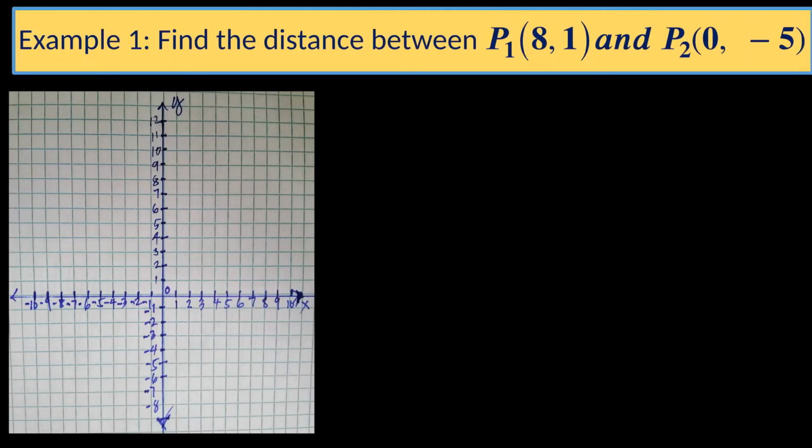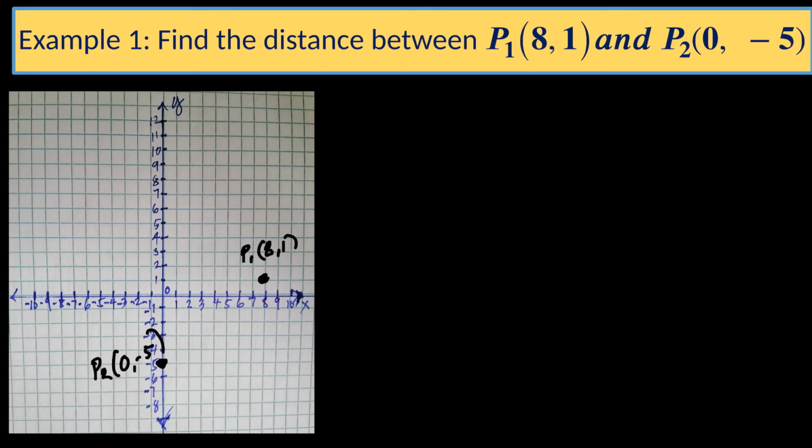Let's start with P sub 1, 8 and 1. So here's our 8 and 1. So it's here. Okay, so this is our point 1, 8 and 1. And we have point 2, 0 and negative 5. So 0 and negative 5 is here. Alright, so that's our point 2, 0 and negative 5.